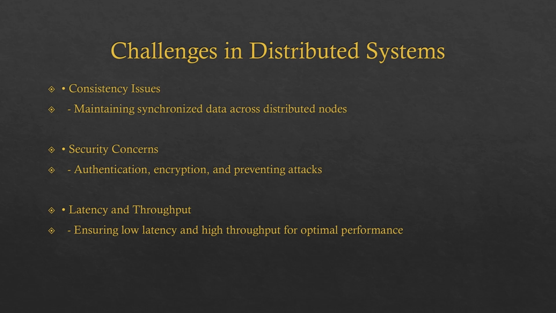Distributed systems face a variety of challenges. Consistency issues. Maintaining synchronized data across distributed nodes can be complex, especially in real-time applications. Security concerns. Since data is spread across multiple nodes, securing the communication channels and protecting against unauthorized access becomes crucial. Latency and throughput. Ensuring low latency and high throughput across distributed systems, especially with large data, can be challenging. The network can often become a bottleneck.